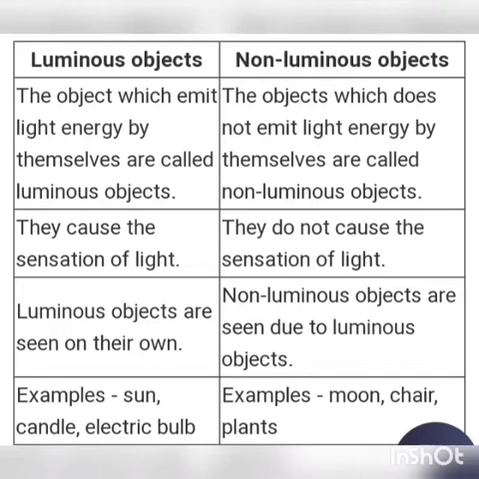The luminous objects cause a sensation of light, and non-luminous objects do not cause any such sensation of light. The luminous objects are seen on their own. Because they emit light, we are able to see them. But the non-luminous objects are seen due to luminous objects, because the luminous objects give light, and when it falls on the non-luminous objects, they reflect it back.